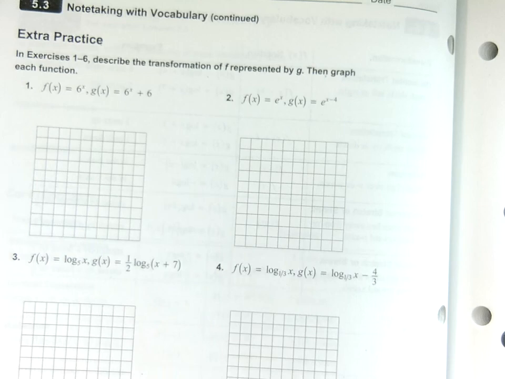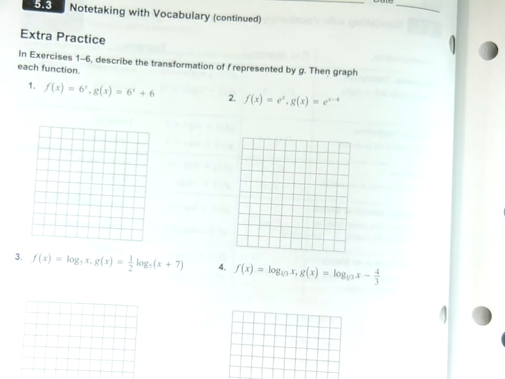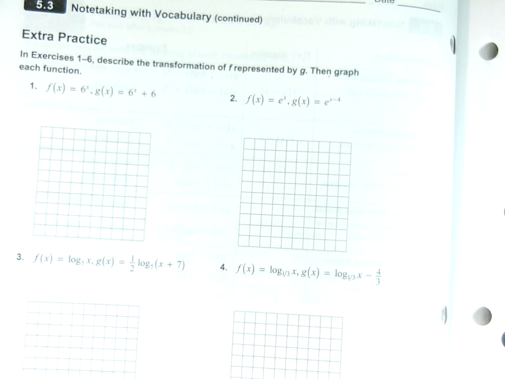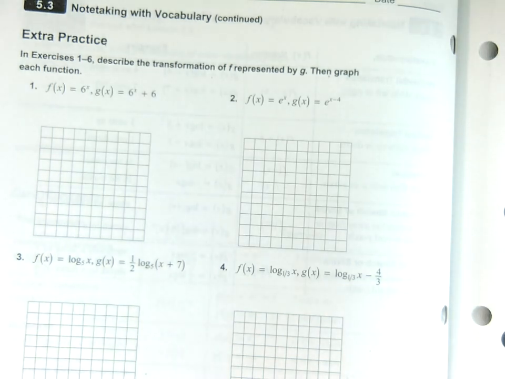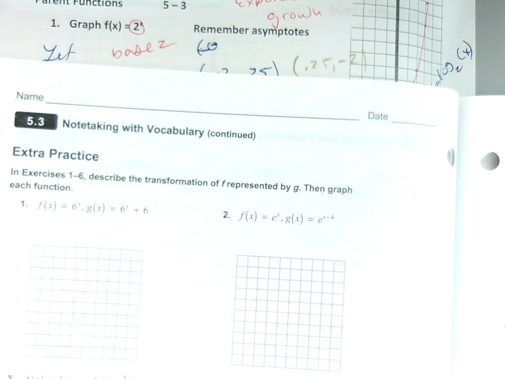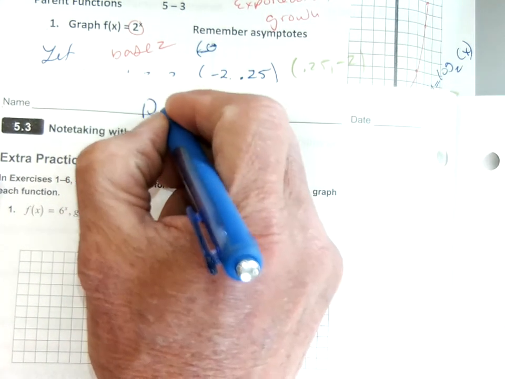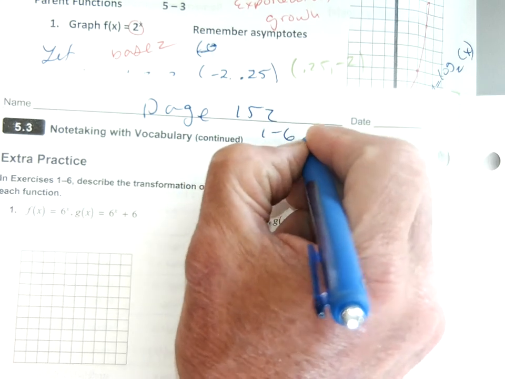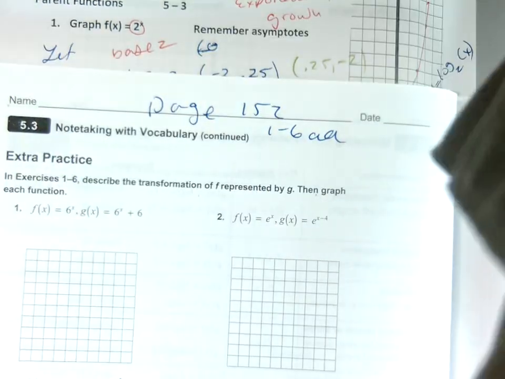Now I don't need these to be perfect. And I'll show you what I mean. Page 152, we're going to do one. So I'm on page 152. And we're going to do 1 through 6 all, and then we're done. Let's do them together, okay?